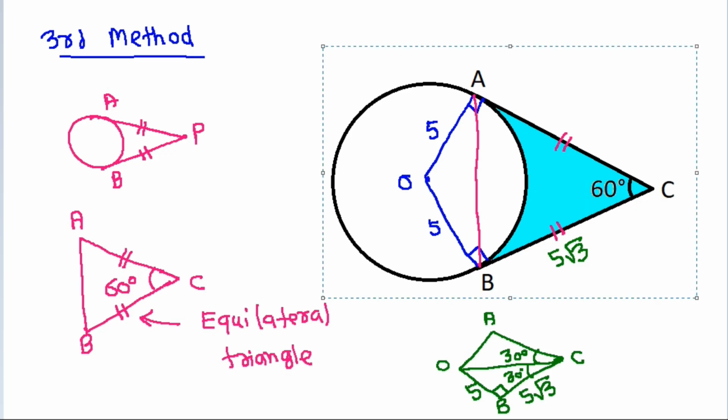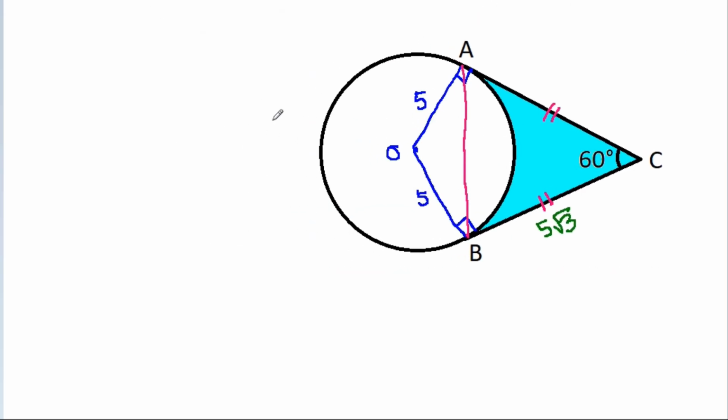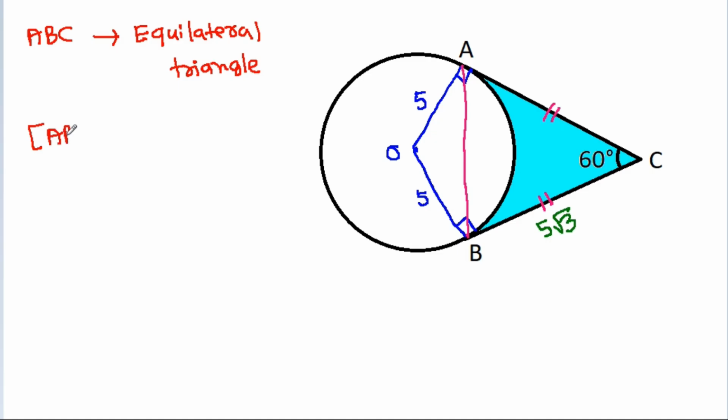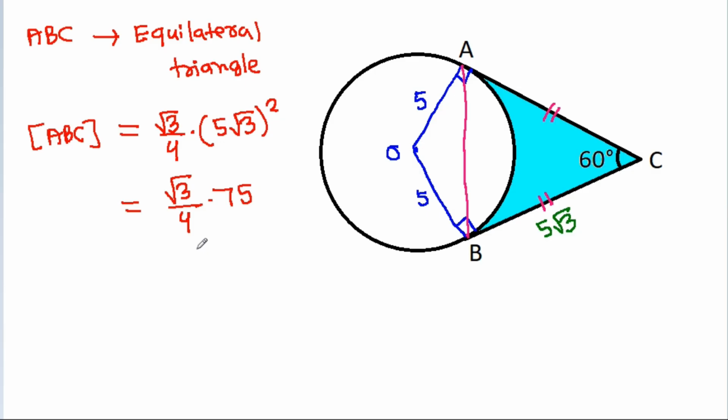And now ABC is an equilateral triangle. So area of ABC will be equal to a square root of 3 by 4 times 5 times a square root of 3 squared, and it is a square root of 3 by 4 times 75, that is equal to 75 times a square root of 3 by 4.